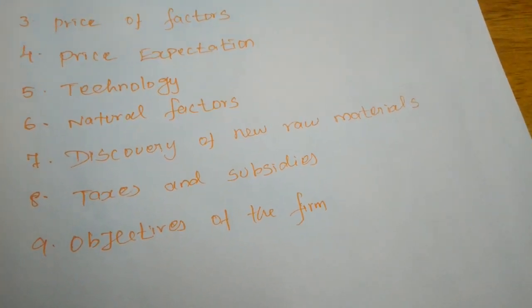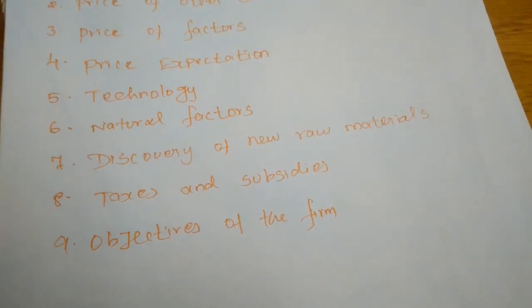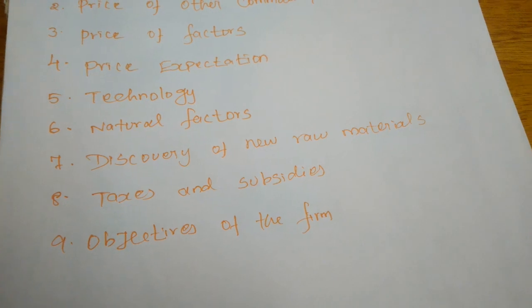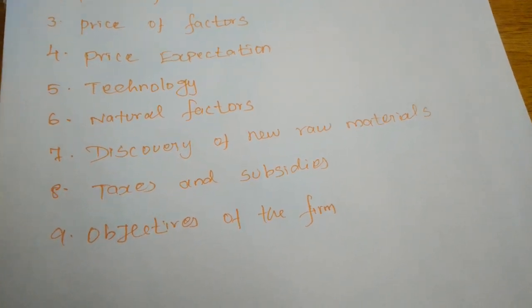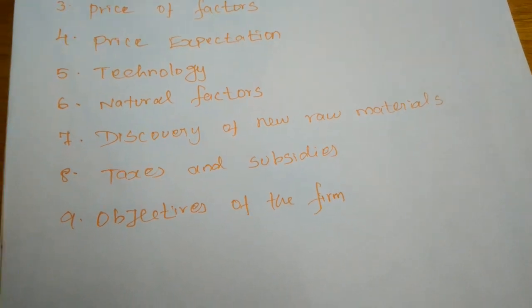Otherwise, the government has to provide subsidies for producing commodities by the industrial sector and the agriculture sector. If the government subsidies are increased, the supply of commodities will also increase.